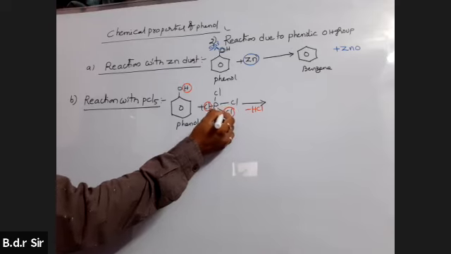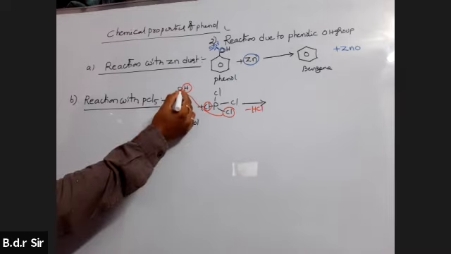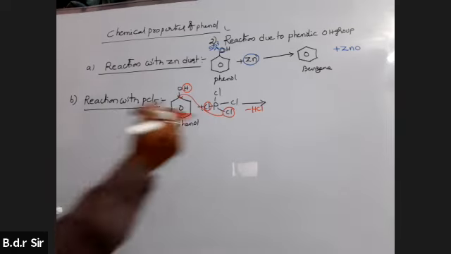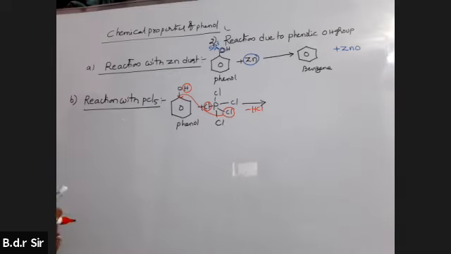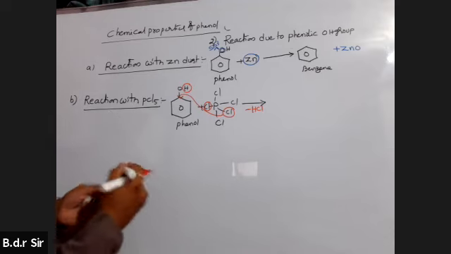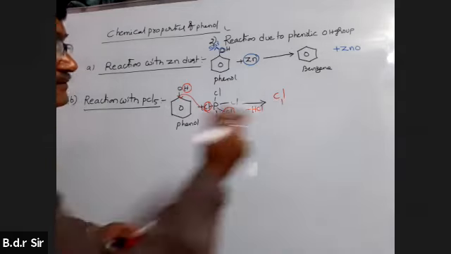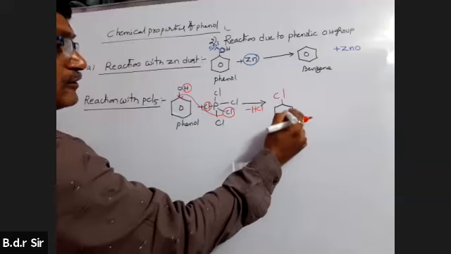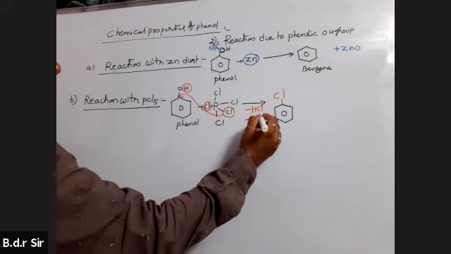Next, one chlorine attacks the benzene ring by displacing the oxygen. This oxygen reacts with phosphorus and three chlorines. So what is the product? Chlorobenzene. Byproducts: POCl3.